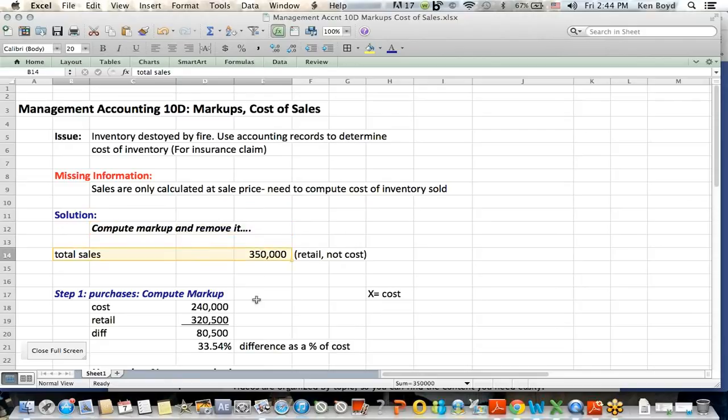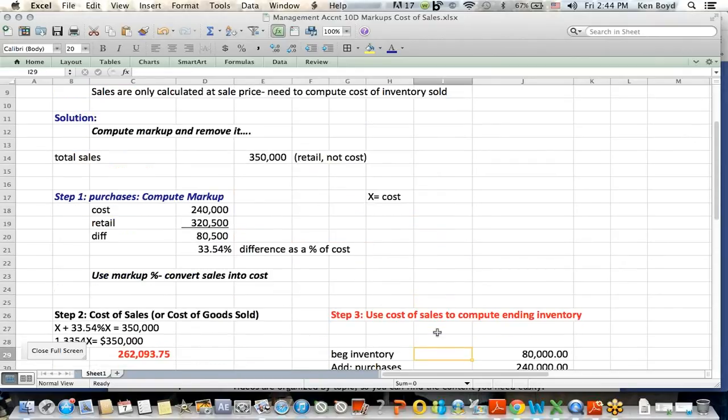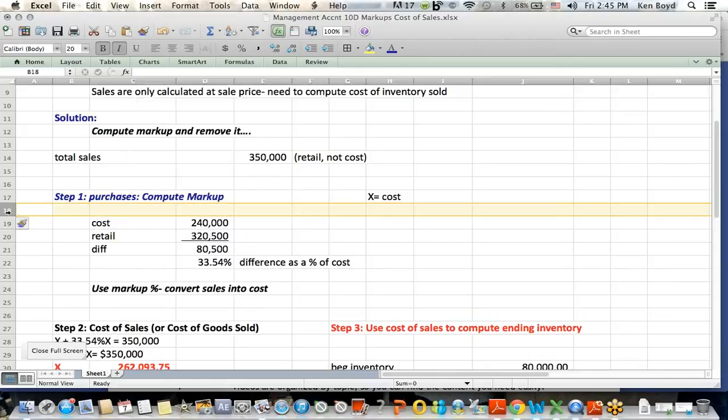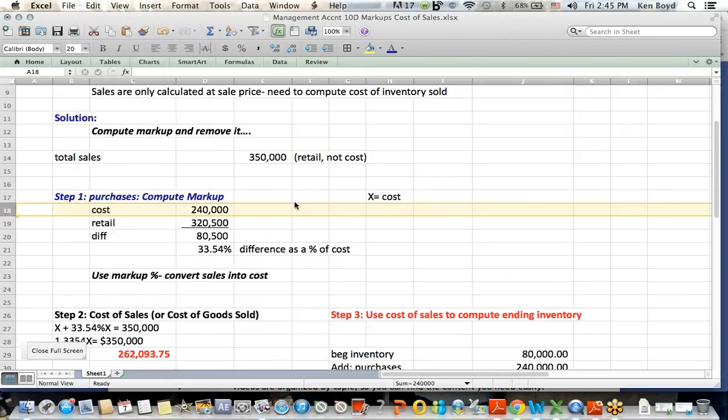So I'm given in the question total sales of $350,000. That's retail. That's not cost. So step one is let's compute the markup. I know on some other products on the purchases, so I don't know what the markup is on the sales. I do know on the purchases that I had a cost of $240,000. It has a retail value of $325,000. That amount I'm given. And I'm assuming in the question that the same percent markup on purchases is the same percent markup that I have on sales. I have to assume that or else I have nothing to go on.